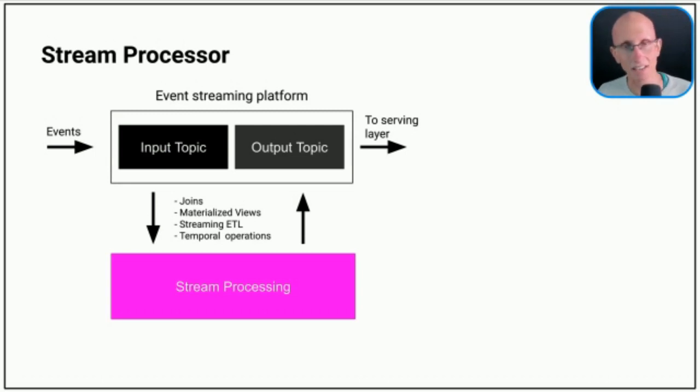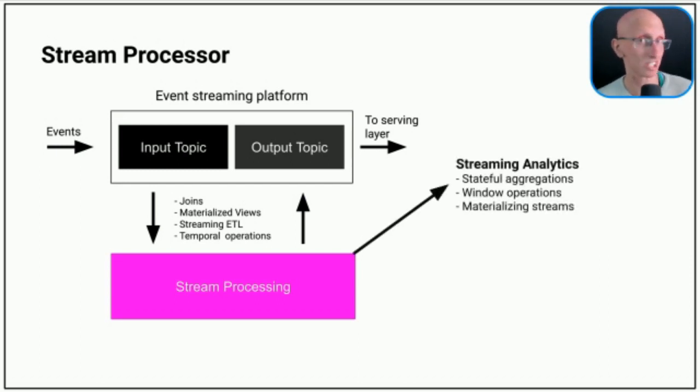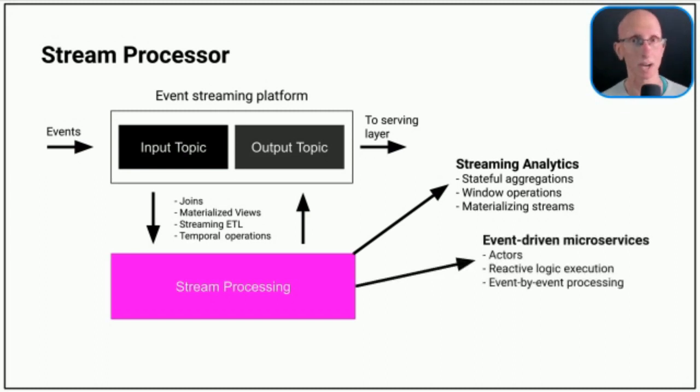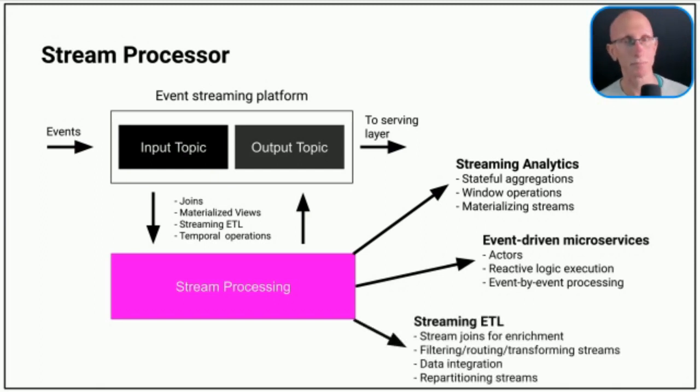It could be passing it on to the serving layer, but there are actually three types of things that can happen with the data. First one is maybe we're just building a streaming analytics application. So we could just build stuff on top of the stream processor itself. We don't necessarily have to pass it to the serving layer, although in this talk we are obviously going to be using the serving layer. We could be doing stateful aggregations, window operations, materializing a stream and then feeding it onto somewhere else. We could be building an event-driven microservice. So perhaps we've got an event-by-event processing app sitting on top of this. And then finally, we could be using it for streaming ETL.